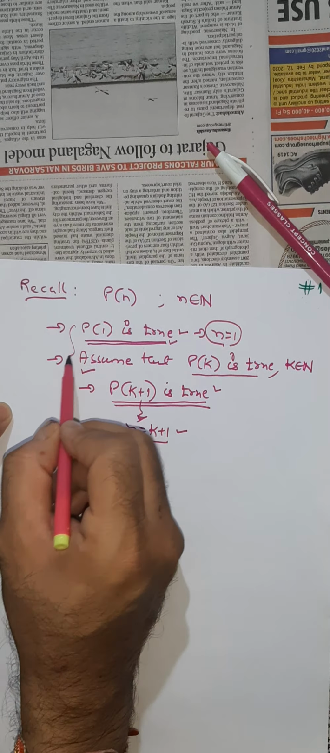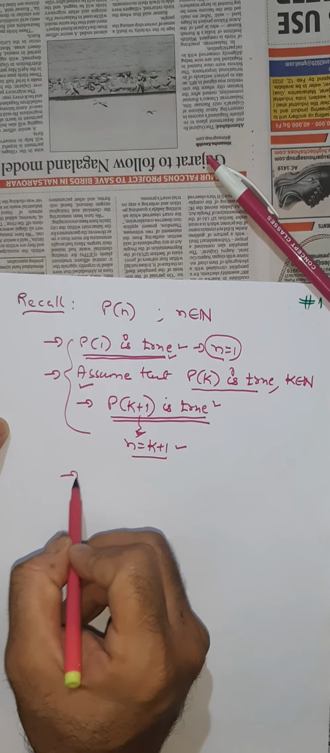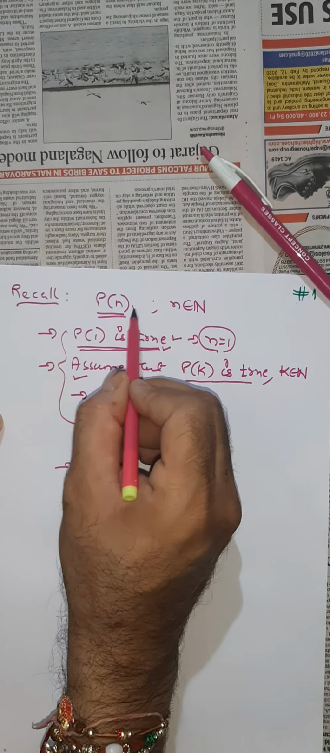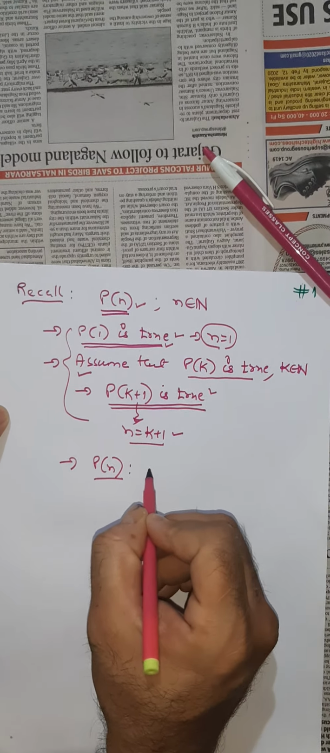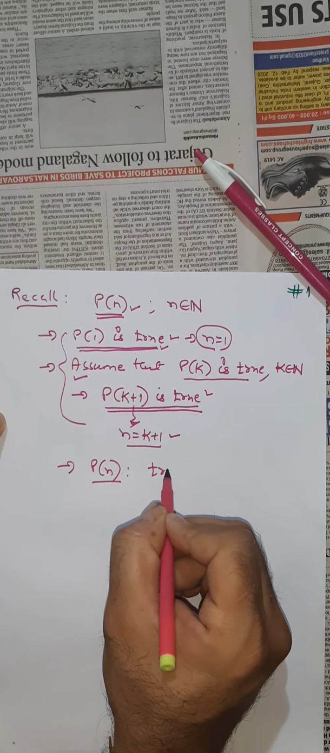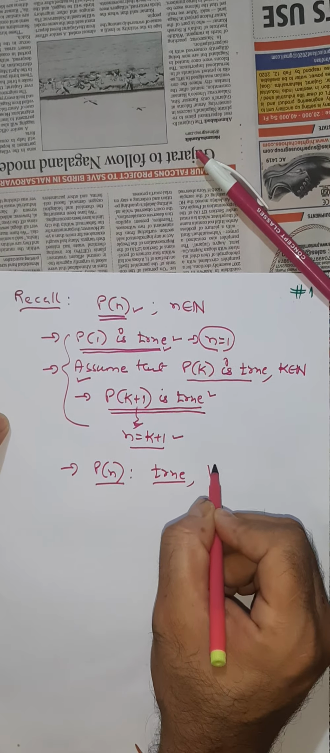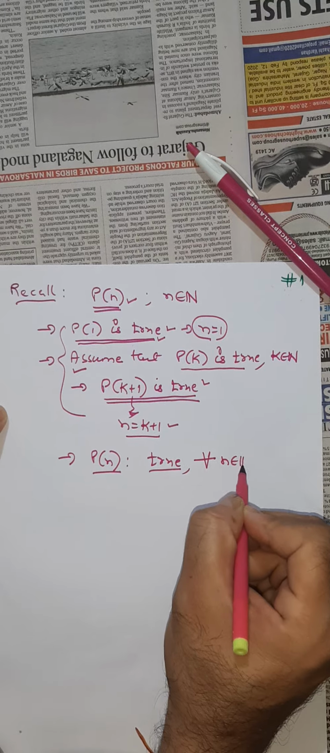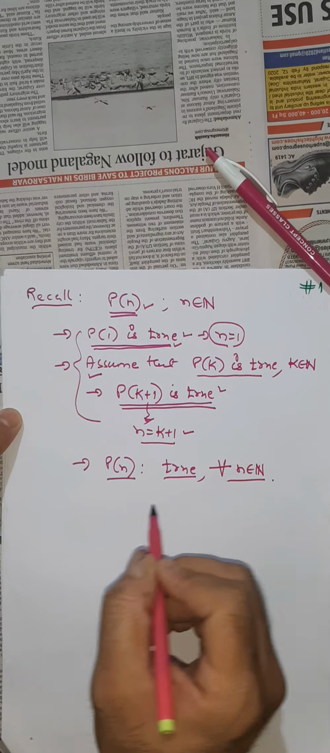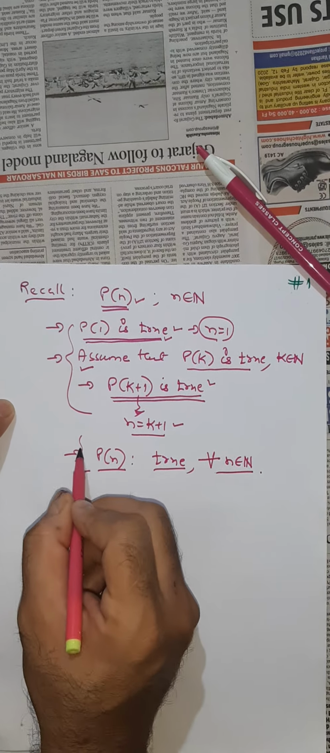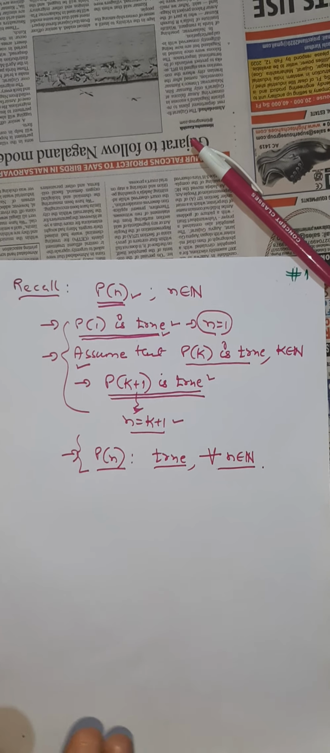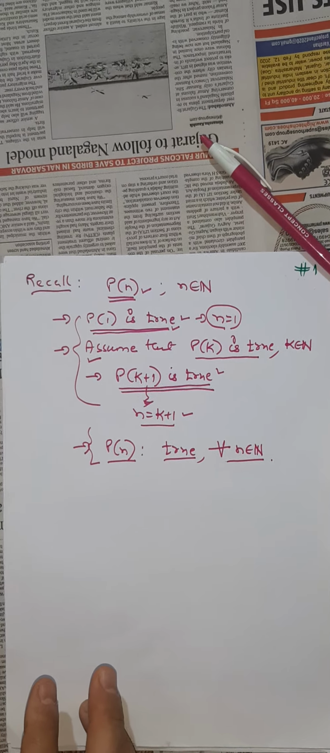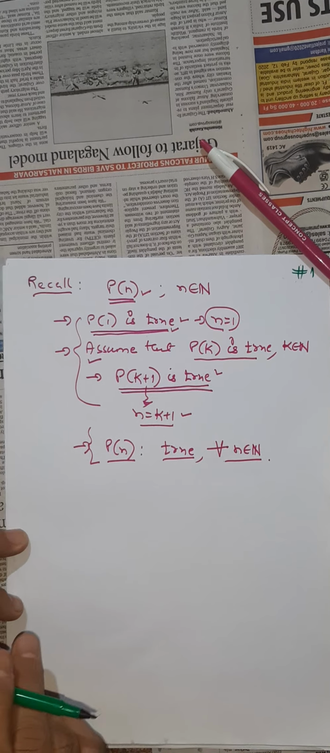So once we do these two steps, the conclusion is the statement P of n must be true. This is the concluding part for every n belongs to n, for every natural number. This is the concluding part from these two. This is what we did in 4 or 5 questions. With the same pattern, I'll do some more questions.